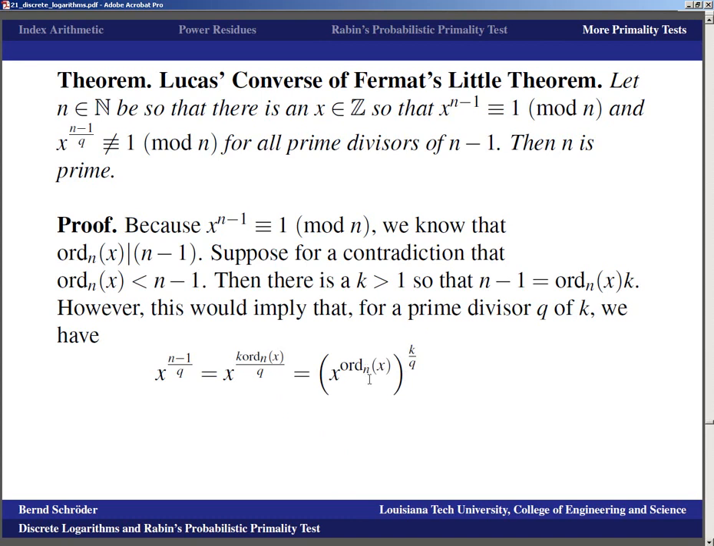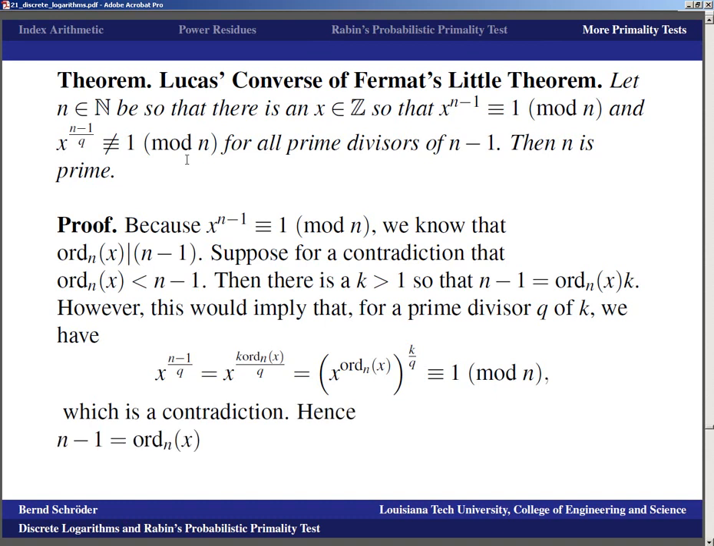x to the order of x modulo n is of course 1 modulo n, and so the whole thing is 1 modulo n, and that can't be, because we have x to the (n-1)/q is not equivalent to 1 modulo n. And so that means n-1 is the order of x modulo n.